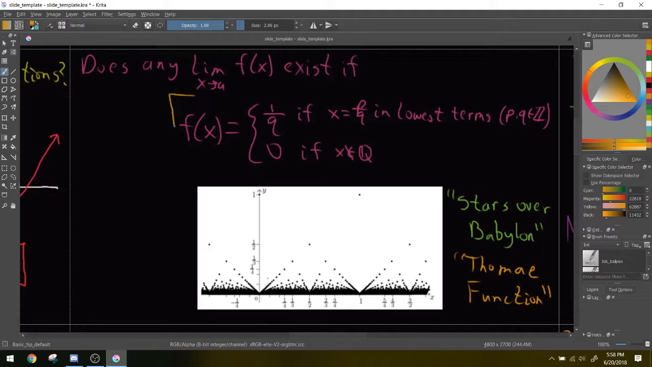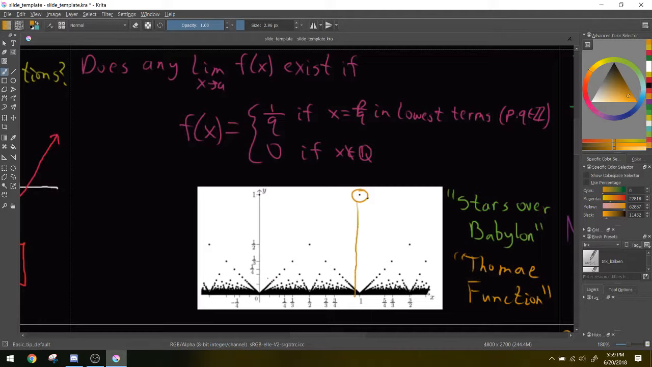But, okay. Now for the killer question, and this takes some serious thinking. Does stars over Babylon have any existent limits? Is there any number a, such that the limit as x approaches a of f of x, where f is the Thomae function, exists? I do not believe so, because as this function approaches any integers, it seems that this just jumps back up to 1, jumps in quotation marks.